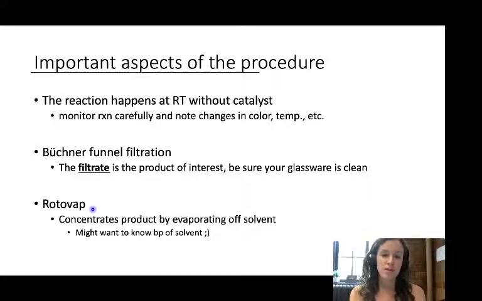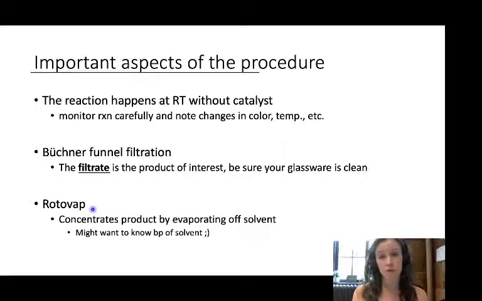Finally, since our product is in the filtrate, and as a part of the filtrate we will have dissolved our product in hexanes, we need to get that hexane out of there so we can see how much product we have. A rotovap will be an excellent way for us to do this. This is probably many of our first time using the rotovap, and so I'm happy to explain that to all of you in the lab.